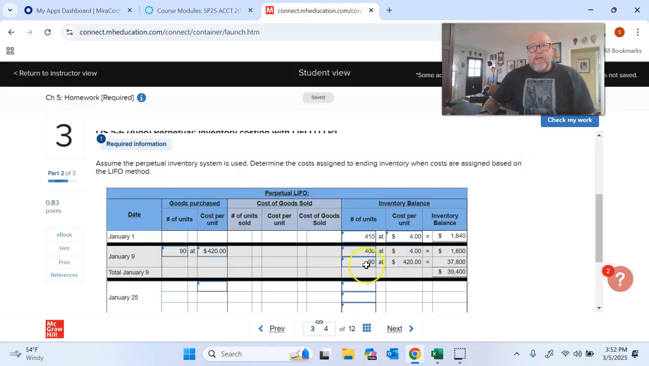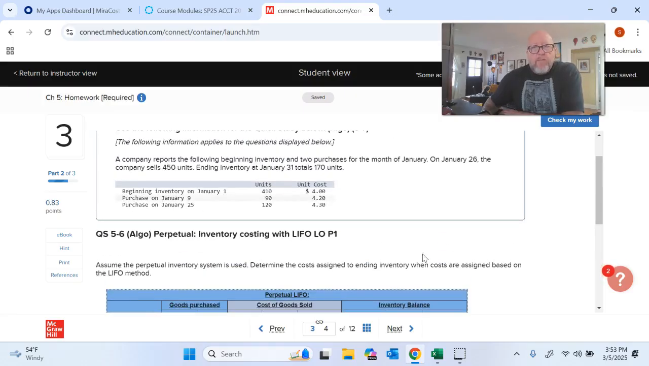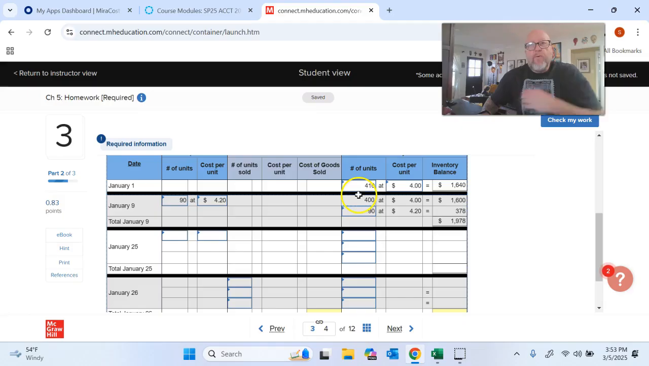And check it out. There is, oh, this is my problem right here. The cost is $4.20. I entered it incorrectly, but now we got it. So the first layer that we had, 410 units at $4 a piece. That was the first layer we had from January 1st. Then we just purchased 90 units. Each one costs us $4.20. So that's the second layer.